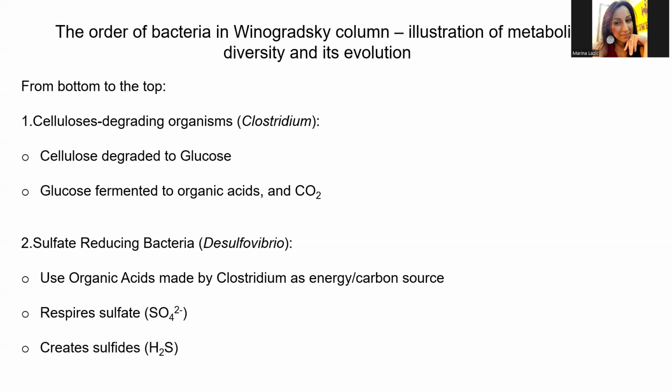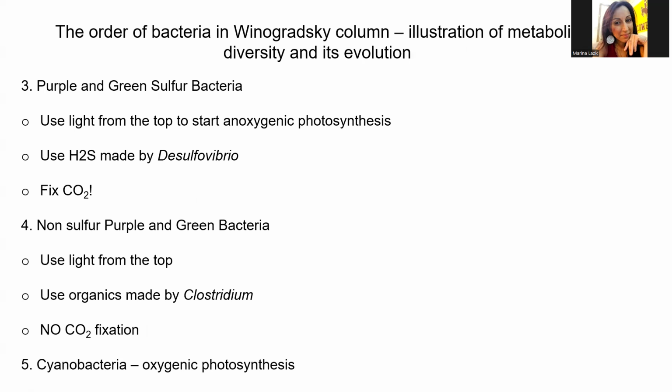Next are sulfate-reducing bacteria, like Desulfovibrio, because it requires sulfate. Why is that one just above Clostridium? Because it will use the organic carbon source made by glucose fermentation that was done by Clostridium. So Desulfovibrio will use those organic sources and respire sulfate, which means it will create sulfide. That means on top of that will be bacteria that can actually consume this sulfide, purple and green sulfur bacteria, and they have to be closer to the top because they need light. So they will use hydrogen sulfide made by Desulfovibrio and they will fix carbon dioxide.